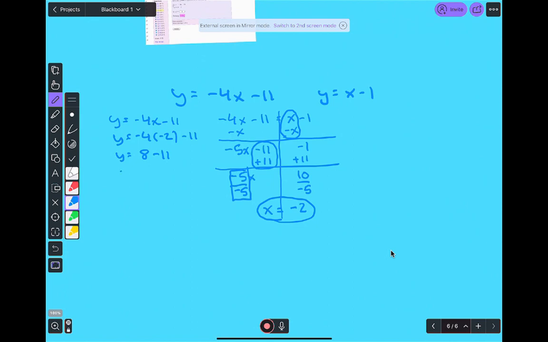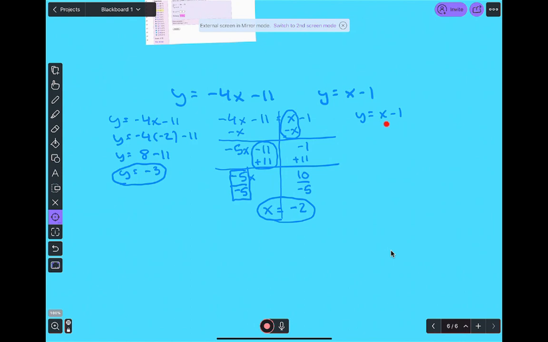They work against each other. I have more negatives, and I actually have 3 more negatives, so I have y is equal to negative 3. Now I want to check my answer with the other equation to make sure I did this correctly. So I'm going to write down my other equation also, which is y is equal to x minus 1. But just like before, my x is equal to negative 2, so I'm going to replace my x with negative 2.